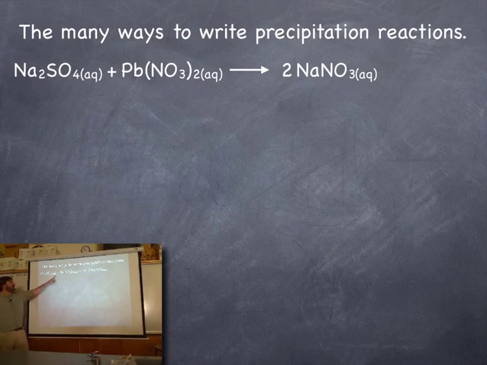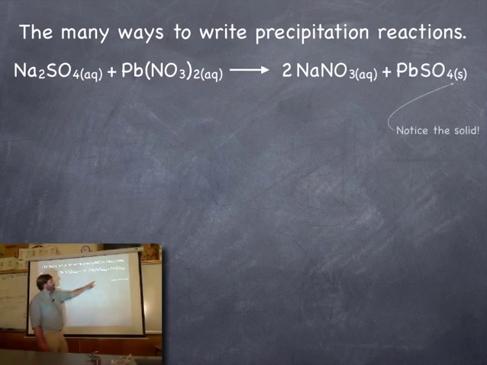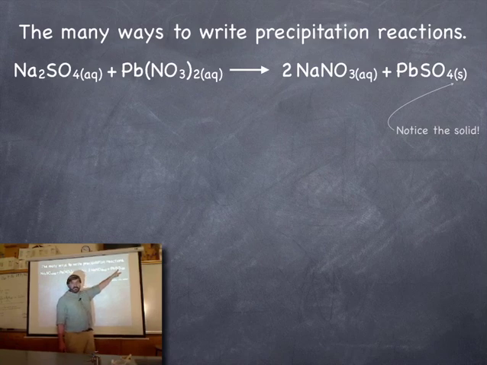What about my other possible recombination of these guys? So I got the lead, which could react with the sulfate. What do we know about sulfate salts? Generally soluble, except with barium, lead, mercury, calcium. So lead sulfate is one of our exceptions that we have to memorize. See, now we put an S for solid.